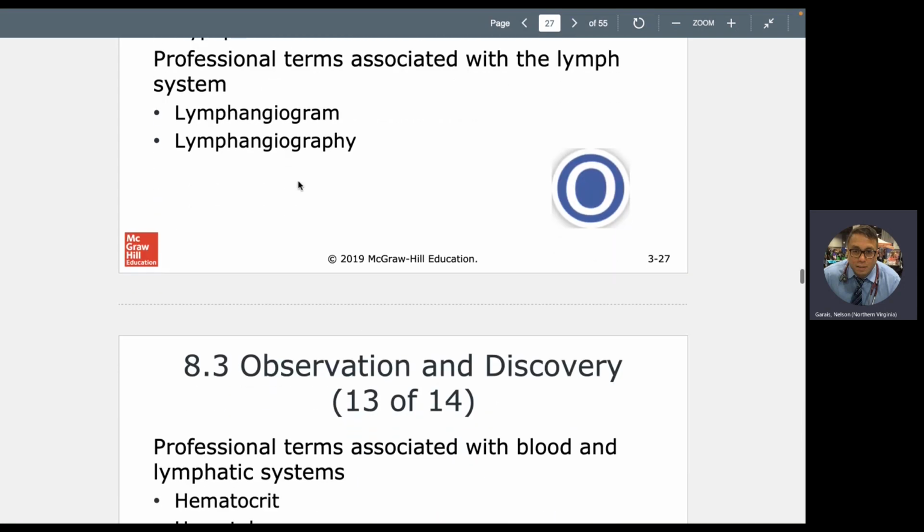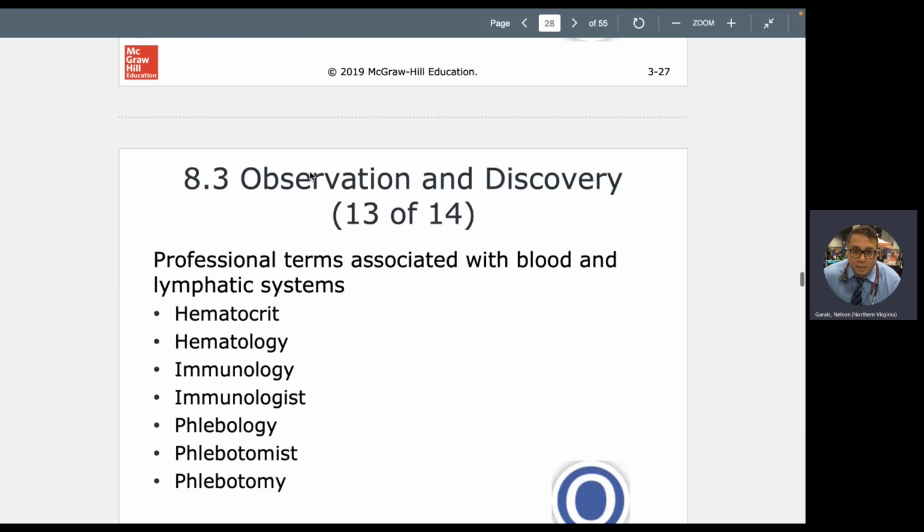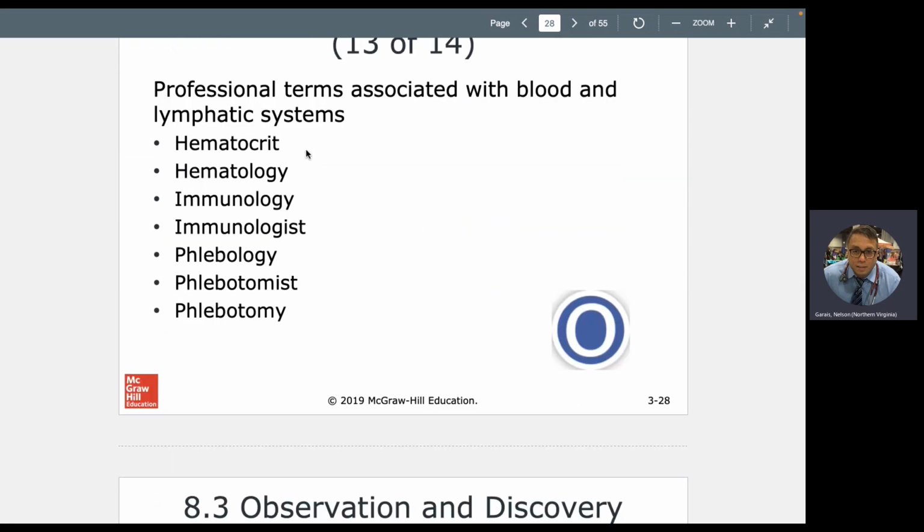lymphangiogram versus lymphangiography. We already should know those suffixes. Hematocrit, that is part of your CBC that is called H&H, which stands for hematocrit and hemoglobin. And the hematocrit is the ratio between the plasma and the formed elements, which means the ratio of the water or the fluid portion of blood versus the dry portion of blood. And the hematocrit will tell about the hydration status of my patient, or if my patient's dehydrated or overly hydrated, which is in the case of edema.